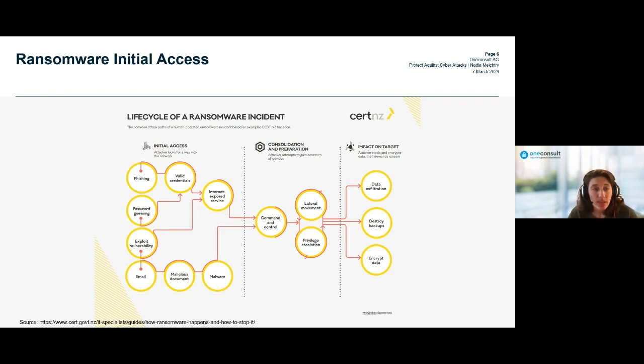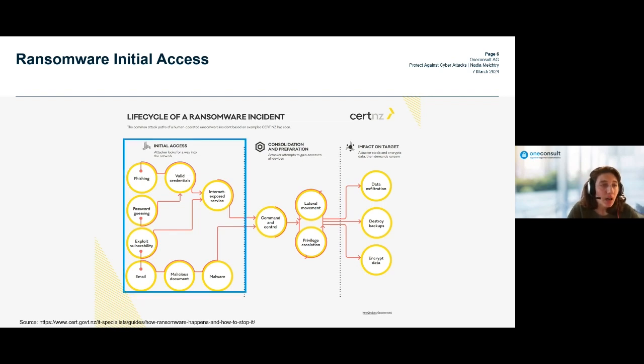So this graph was created by the CERT, so the Computer Emergency Response Team of New Zealand. And the article and the graph are very well put together and clearly show how attackers find their way into the network before moving all over the place and gaining access to all systems and then having a final impact, which means encrypting systems and demanding a ransom in case of ransomware. So other initial access vectors here are the exploitation of vulnerabilities, the use of valid credentials, as well as internet exposed services. So these were also mentioned in the CISA's advisory.